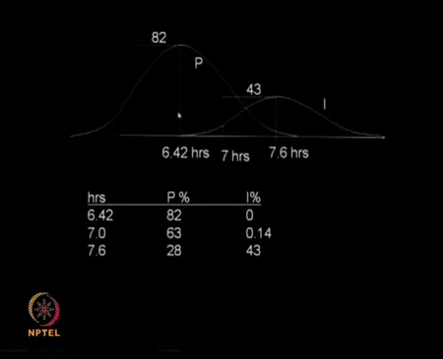So the first protein has an elution time of 6.42 hours, the second protein has elution time of 7.6 hours. At 6.42 hours, protein 1 is 82% and there is no protein 2 or the impurity, so it is 0. At 7th hour, protein 1 is 63%, protein 2 is 0.14%. At 7.6th hour, protein 2, that is the impurity, is 43%, protein 1 is 28%. Typical example.